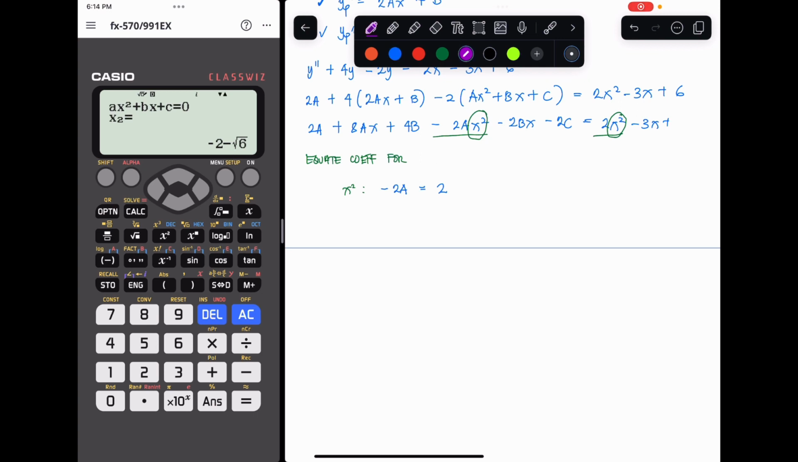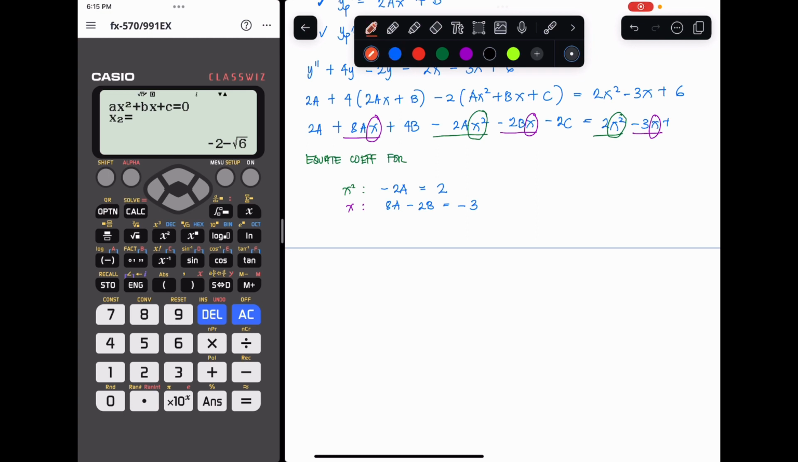Next is for all the terms involving x. So what are all the terms involving x? This one is x, the second one is x, the third one is x. So now we have 8a, then minus 2b will be equal to negative 3. So 8a minus 2b equals negative 3.